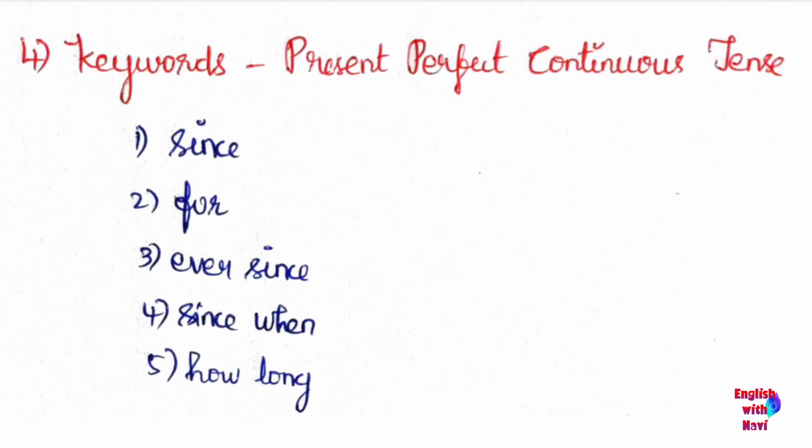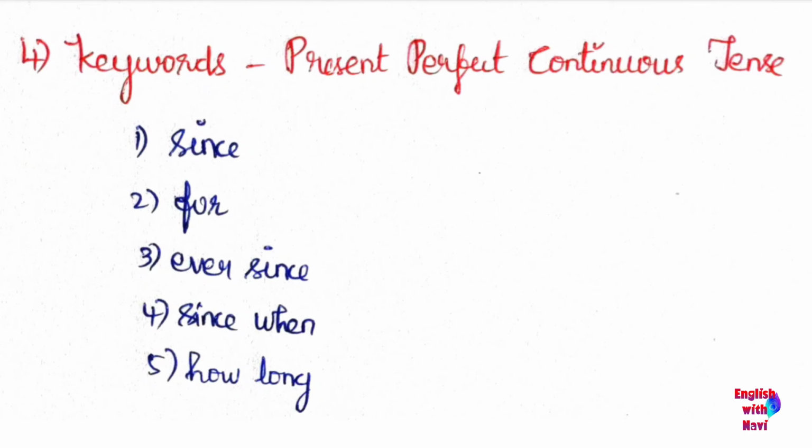Alright, moving on to the next concept, and what is that? We are going to learn the keywords that we can use with present perfect continuous tense. So these are the keywords that you should remember. What are they? Since, for, ever since, when, and how long. So note this point: use since for a past point of time. Use ever since for a past incident. Use for with the total period of time.